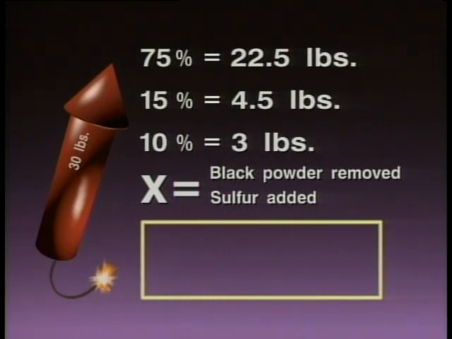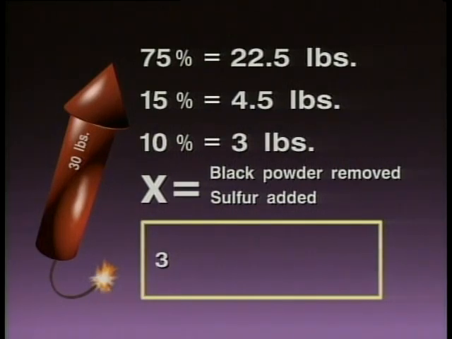The next step is to determine the relationship between those parts and express them algebraically. We know the original amount of sulfur in the mixture. It's 10% or 3 pounds. We want to boost that percentage to 12. But to do that, we're going to have to remove some of the mixed black powder. And that means we're going to remove some sulfur as well. How much? Well, remember that we call the unknown amount of removed black powder X.